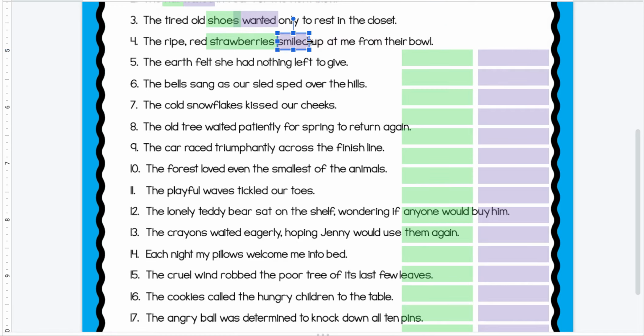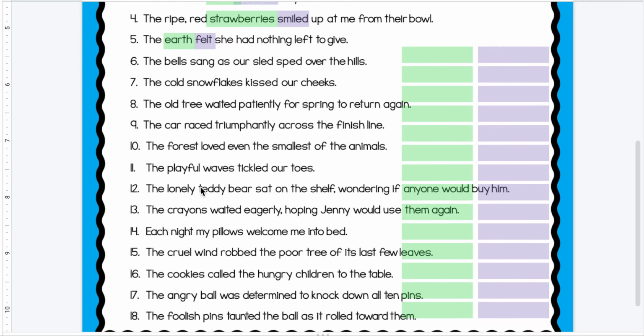Okay. I'm going to do one more from here because I think this is the one we had the most trouble with. The earth felt she had nothing left to give. So what is my subject or my noun? The earth. So earth is that noun. What is the human characteristic or that verb that the earth can't actually do but humans can? Well, it would be felt. The earth felt. That is that noun. That is that verb. Humans can feel, the earth cannot. Okay, so hopefully that has been helpful.